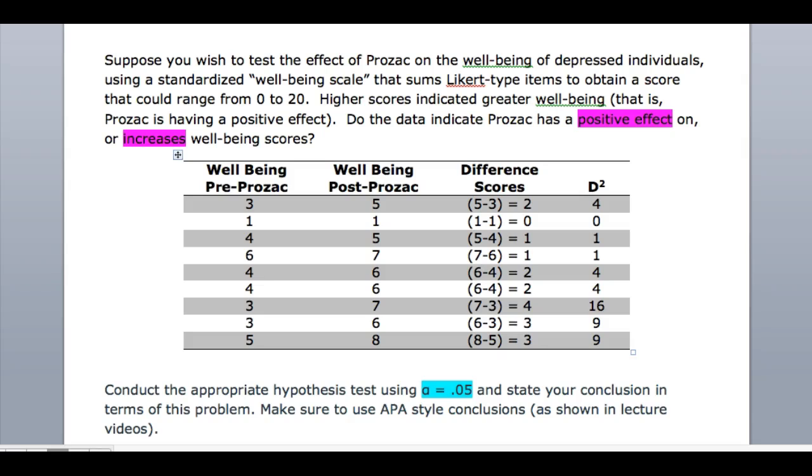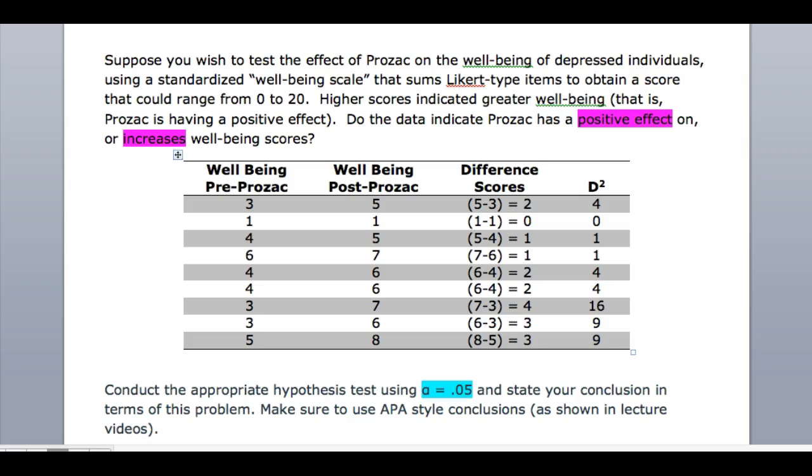So here we go. Suppose you wish to test the effect of Prozac on the well-being of depressed individuals using a standardized well-being scale that sums Likert type items to obtain a score that could range from 0 to 20. Higher scores indicated greater well-being. That is, Prozac is having a positive effect. Do the data indicate Prozac has a positive effect on or increases well-being scores?